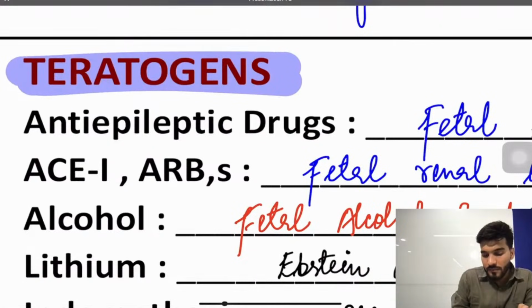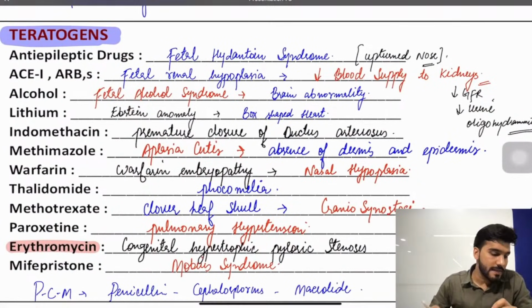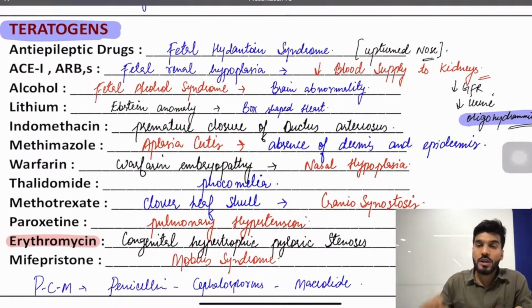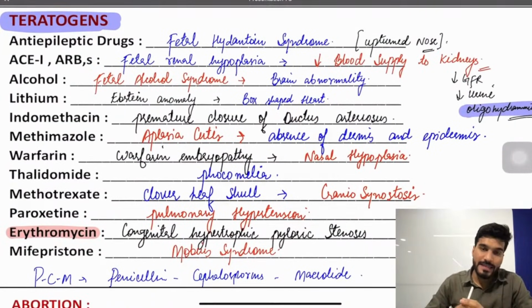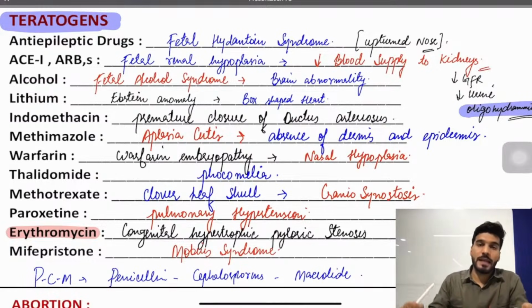So remember guys, anti-epileptic drugs will cause fetal hydantoin syndrome. ACE inhibitors will cause fetal renal hypoplasia, decreased blood supply to the kidneys. And then remember one more thing, alcohol will cause fetal alcohol syndrome. Lithium will cause Ebstein anomaly. Indomethacin will cause premature closure of ductus arteriosus. Methimazole will cause aplasia cutis, absence of dermis and epidermis. Warfarin will cause warfarin embryopathy, nasal hypoplasia.